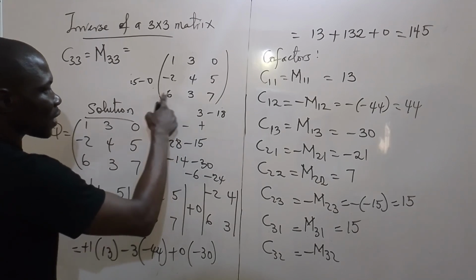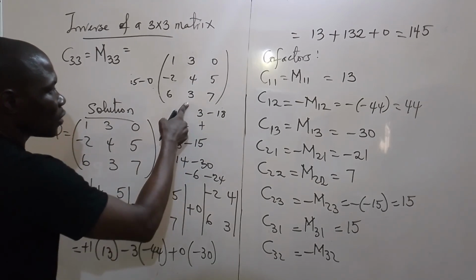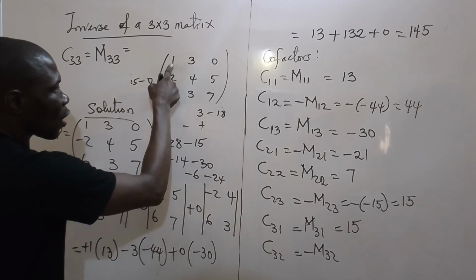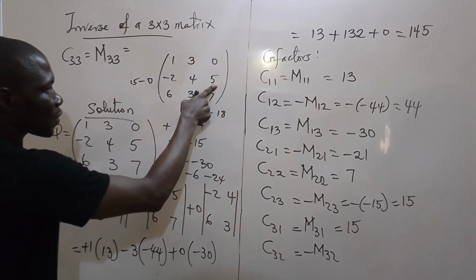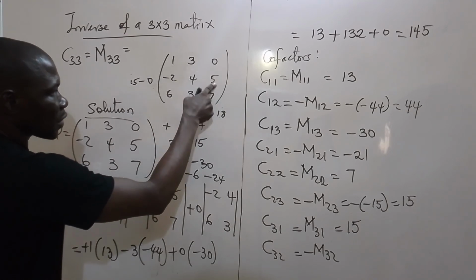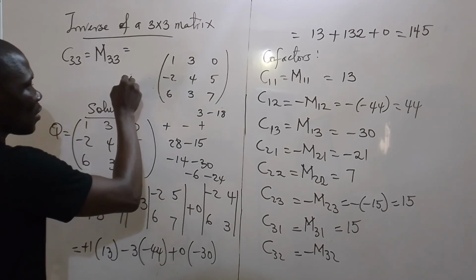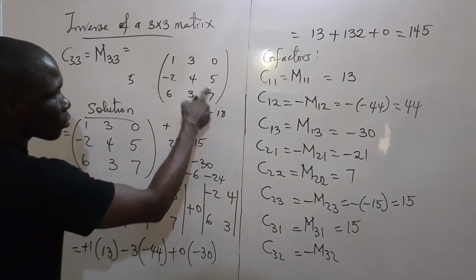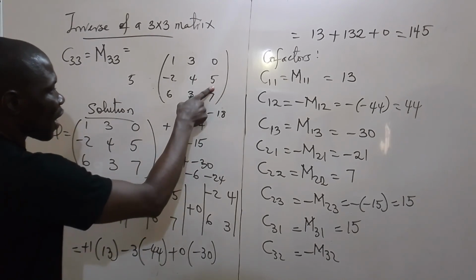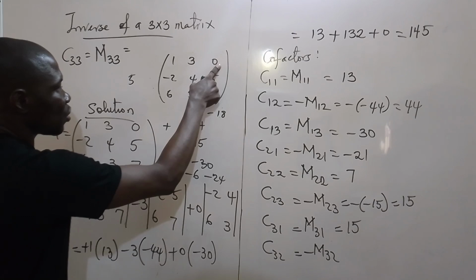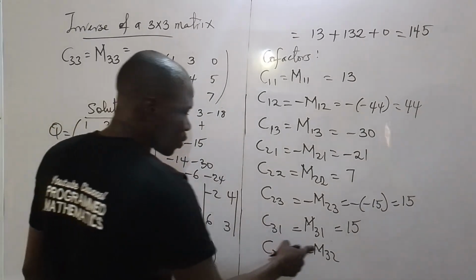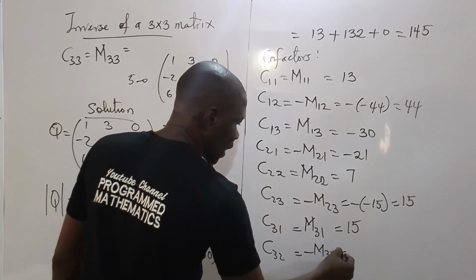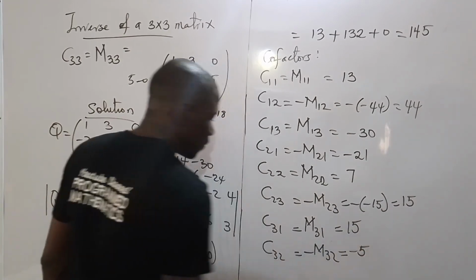Now M32, third row, second column. Delete those two. Third row, second column. Delete them. So we're left with 1, 0, minus 2, 5. If you find the determinant of the submatrix left, 1 times 5 is 5, minus 2 times 0 is 0. So we have 5 in this case. Here there's a minus, so together we have minus 5.